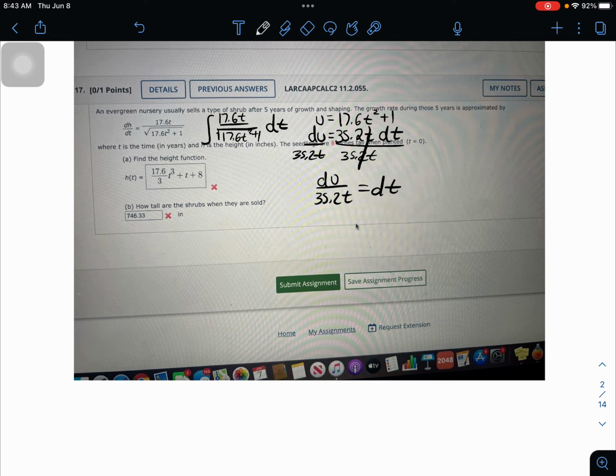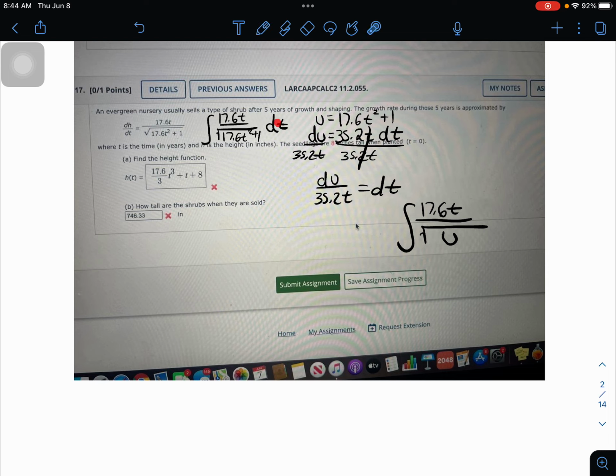And now I can try to rewrite my function in terms of u and du. Let's see if I can do that. So I'm going to have the integral. Again, I'm looking at this thing right here. I'm going to have the integral of, I have the 17.6t. There's nothing I do with that yet. Divided by the square root of, look right here, that's u. That's what we said u is equal to. So it's not the square root of this now, it's the square root of u.